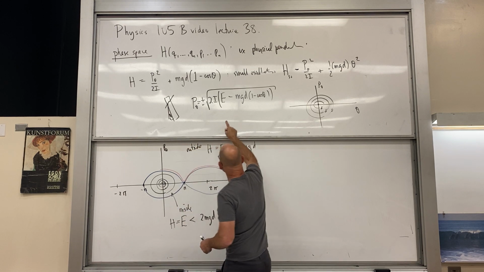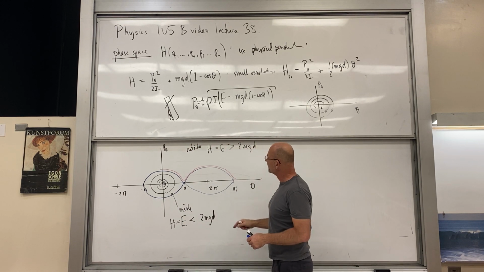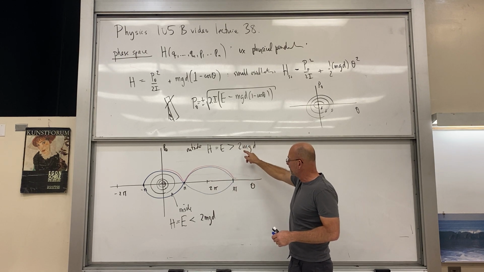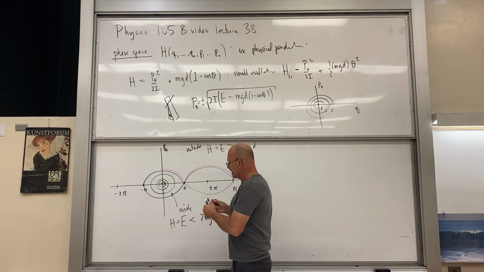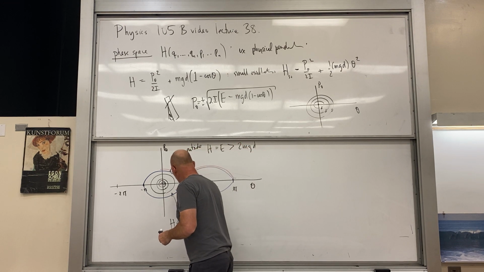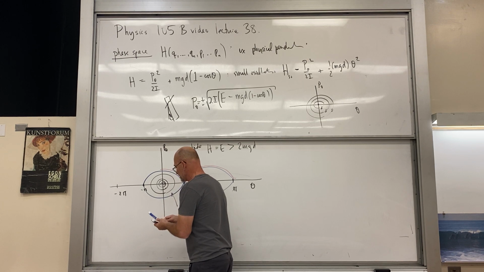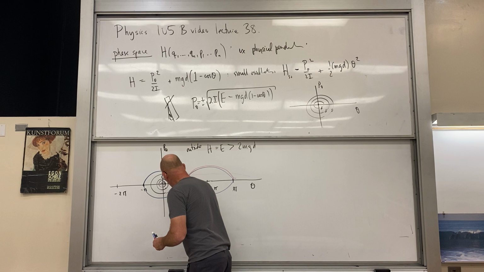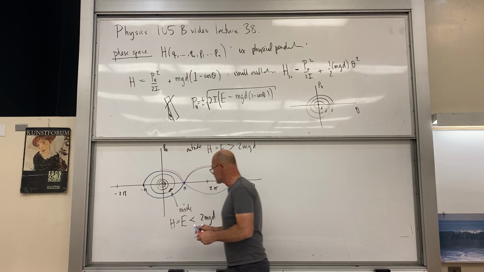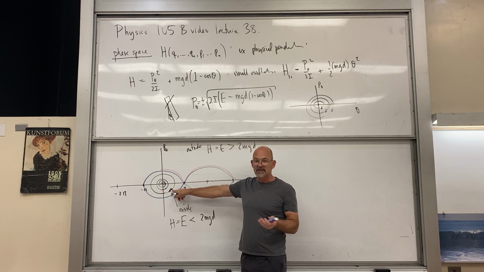And this is available out of this expression here. Energy is slightly bigger than 2mgd. And remember, the vectors of the field, here I'll do one here, of Hamilton's equations are tangent to these curves.